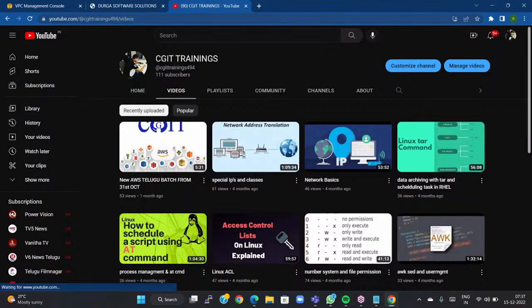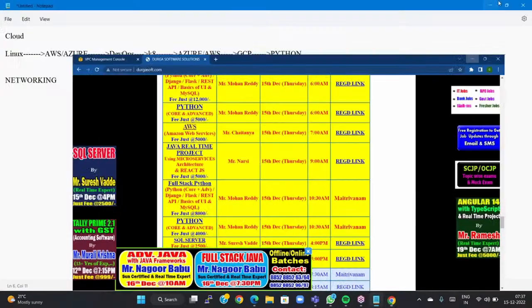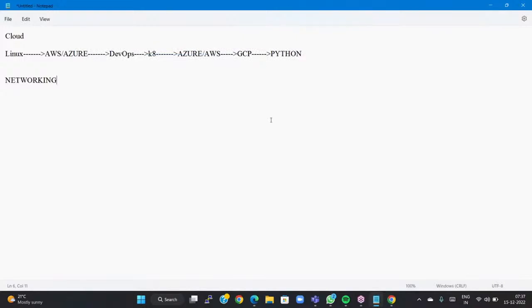That's about the Linux configurations and all the things. Any other queries, guys? Hello, am I audible? Yes, your voice is very low, but you are audible. Tell me.